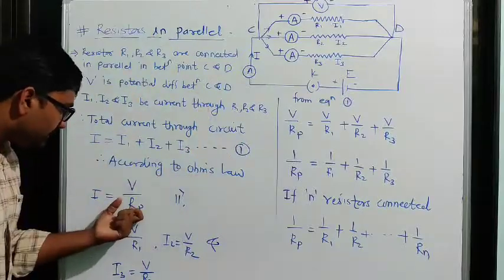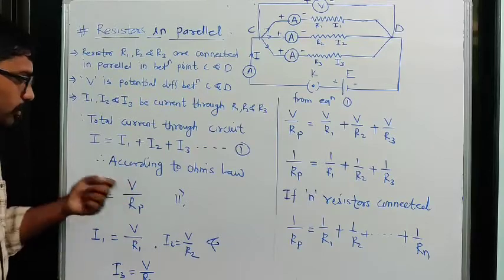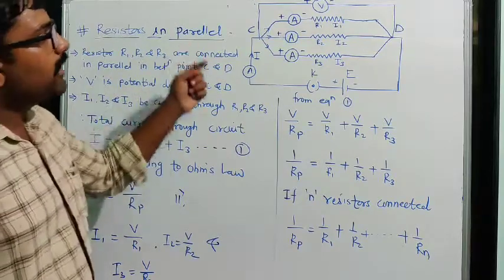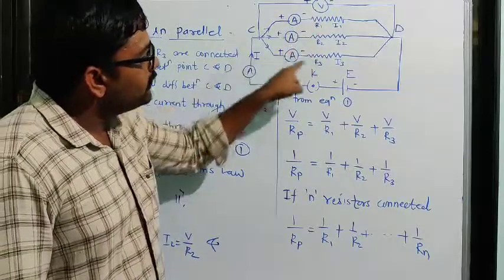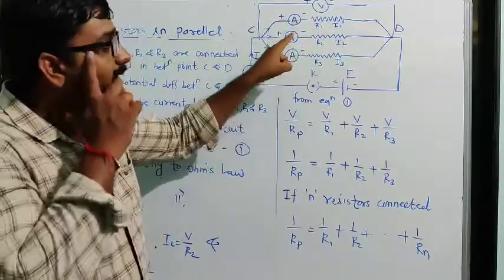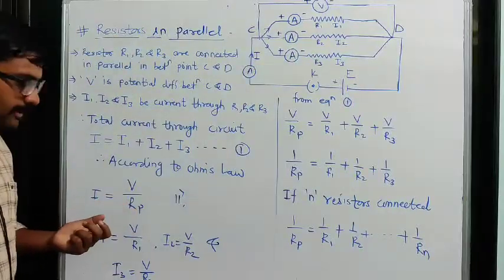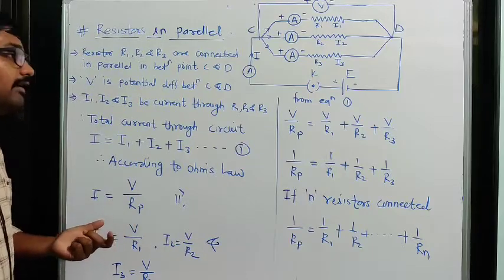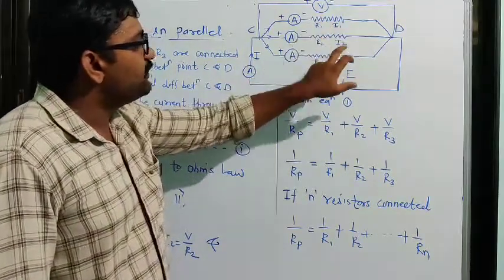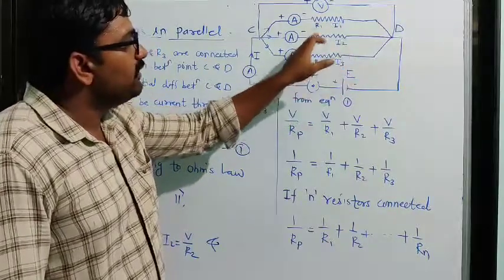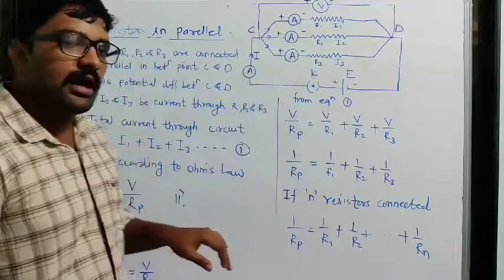So by using this simple analogy of Ohm's law, I is equal to V by R. But the total resistance is how much? The total parallel resistance of these three resistors. So I is equal to V by RP. By using this analogy we can calculate the value of current I1, which is passing through resistor R1, I2, which is passing through resistor R2, and I3, which is passing through resistor R3.